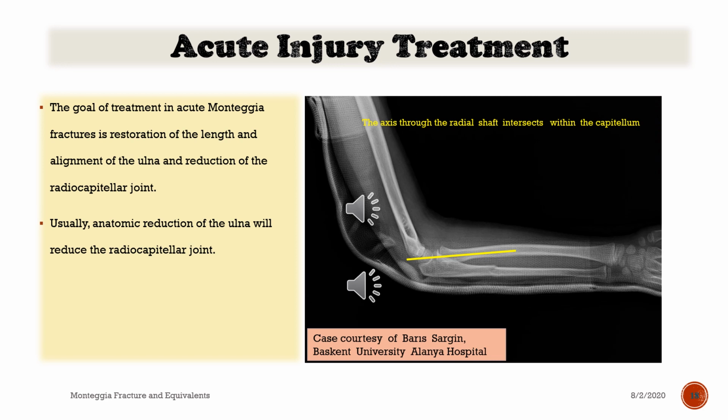The goal of treatment in acute Monteggia fractures is restoration of the length and alignment of the ulna and reduction of the radiocapitellar joint. Usually, anatomic reduction of the ulna will reduce the radiocapitellar joint.